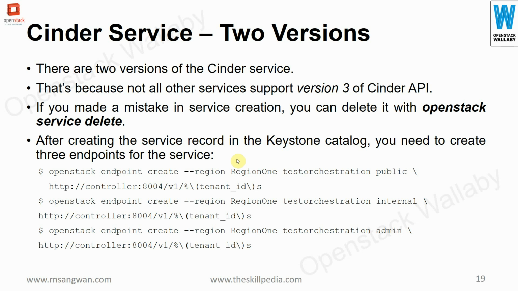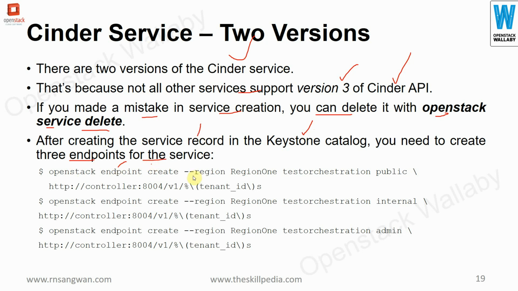So when we are creating Cinder, there are two versions of the Cinder service. That is because not all other services support version 3 of the Cinder API. If you made a mistake in the service creation, you can delete it with the OpenStack service delete command. After creating a service record in the Keystone catalog, you need to create 3 endpoints for the service.